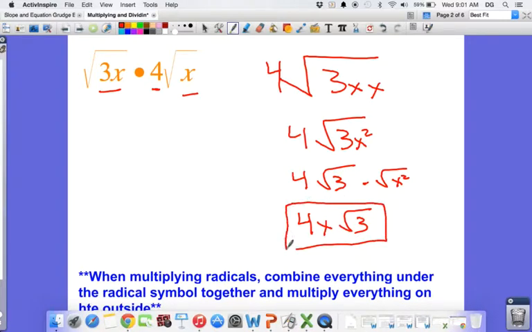And I'm all done. So the first step: take everything that's underneath your radicals and combine them underneath one radical sign. Everything on the outside, keep it on the outside, and then we can just go ahead and simplify everything underneath our radical symbol.